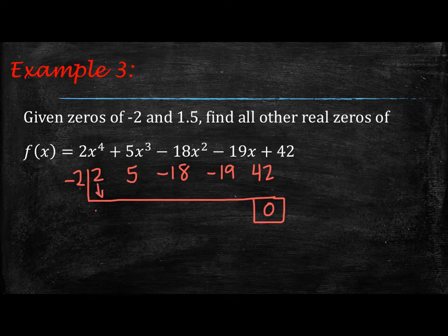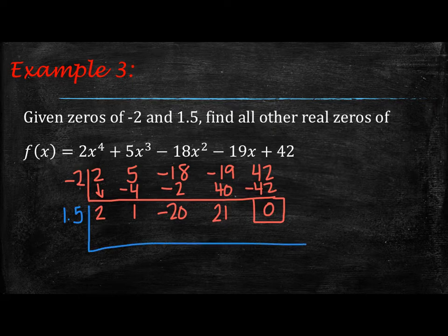So we're going to bring this down. That gives us negative 4, which is 1, negative 2, which is negative 20, and that gives us positive 40, which gives us 21, which gives us negative 42, and that does give us a remainder of 0. Now we can do it again with the 1.5. So change colors. Let's put 1.5 on the outside and do it again with that.